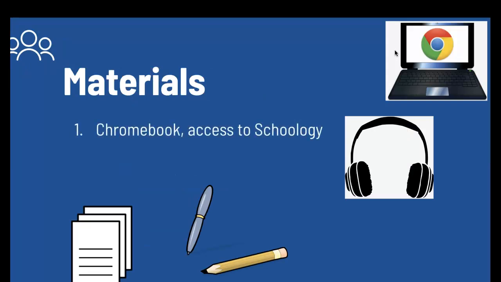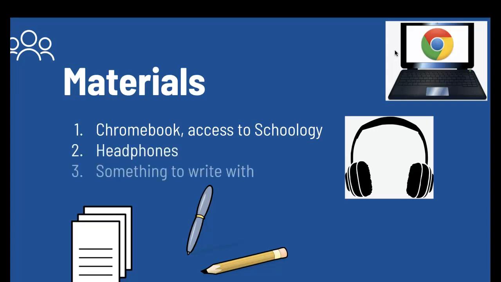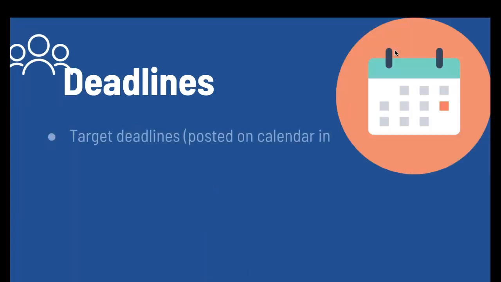What you will need, you'll need your Chromebook, access to Schoology. Those are some things we'll check on right away in the beginning of the year. You'll need headphones. A lot of you have them. If you don't, I have them. You'll need something to write with. I will give you the unit packet when we are at that point. Those are the tools you will need.